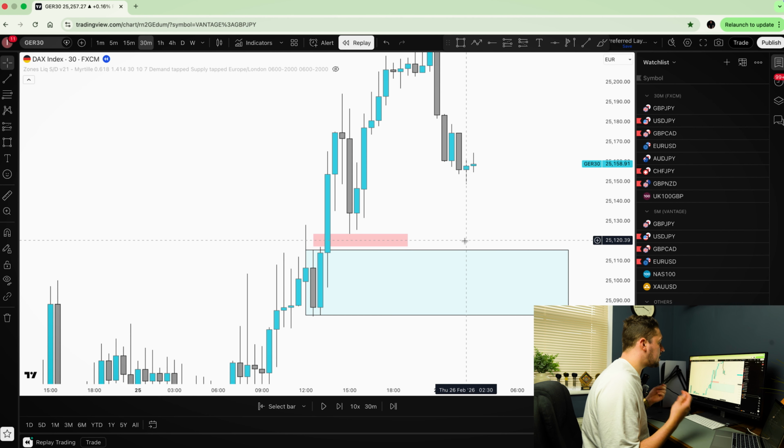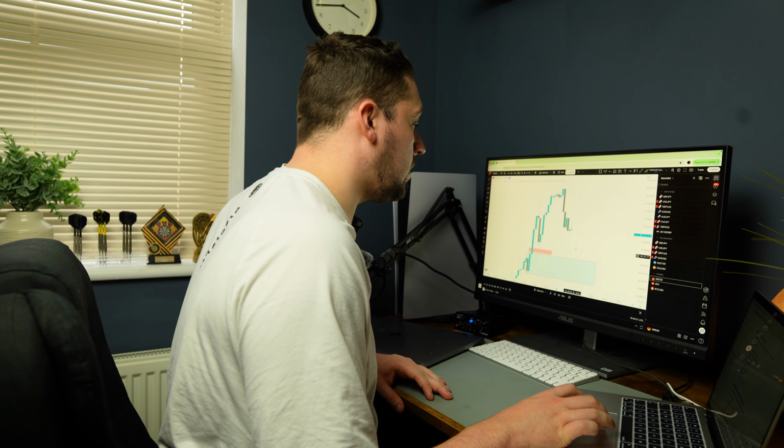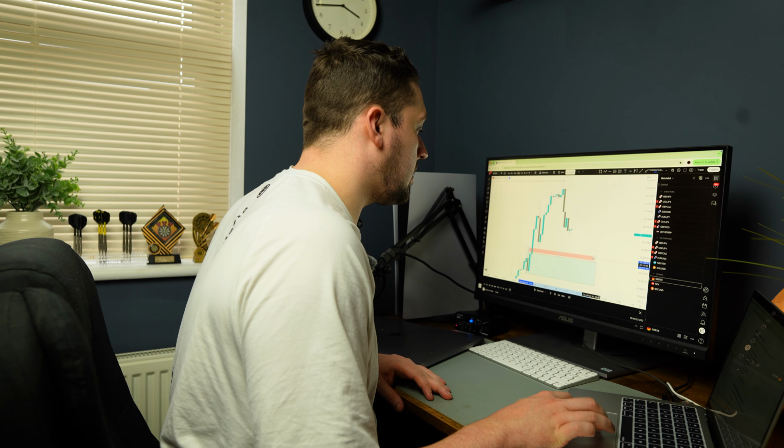So when we have this kind of imbalance directly above our demand zone, that's how we know we're going to get a very, very strong reaction from it. And that's how we know the zone that we've got drawn on is the correct one. So what we're waiting for is when price comes down to here.